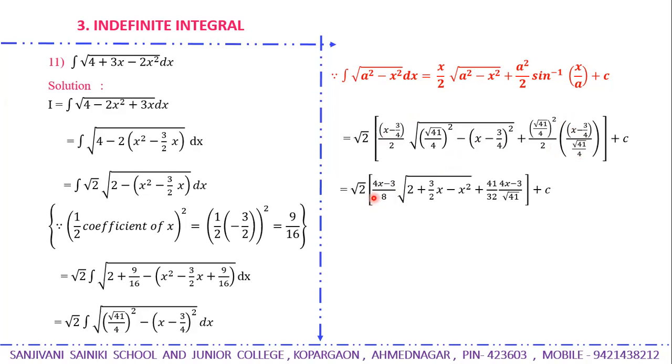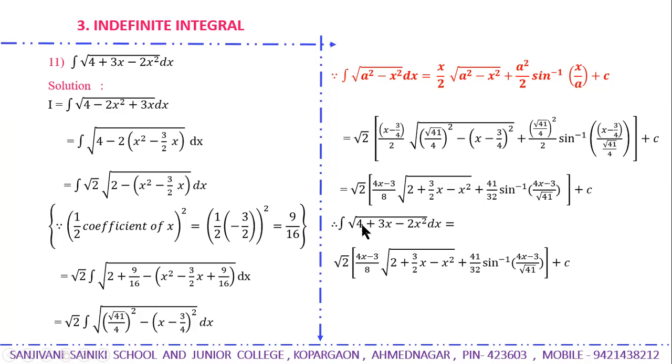So simplify this, you will get root 2 in bracket 4x minus 3 upon 8 square root of 2 plus 3 by 2x minus x square plus 41 upon 32 sin inverse of 4x minus 3 upon root 41, plus c. Multiply this bracket by this root 2, or you can keep it as it is. This is your answer. Okay, now we'll stop here.